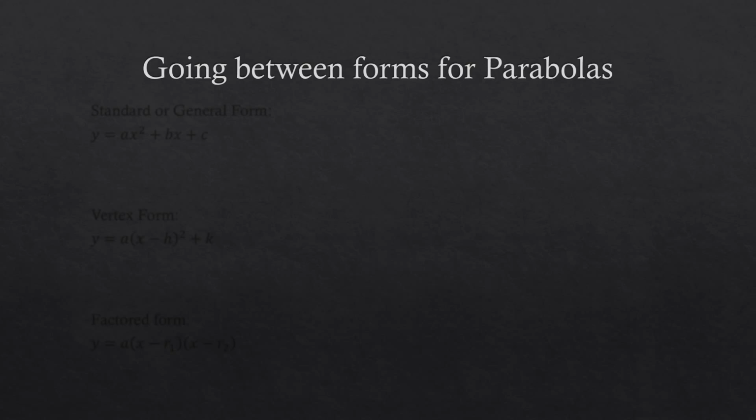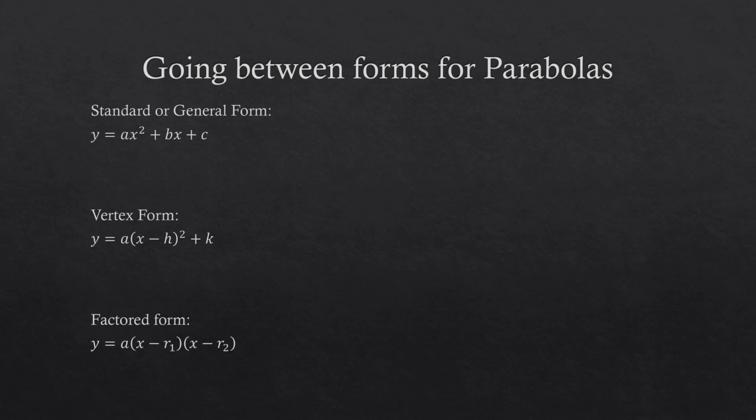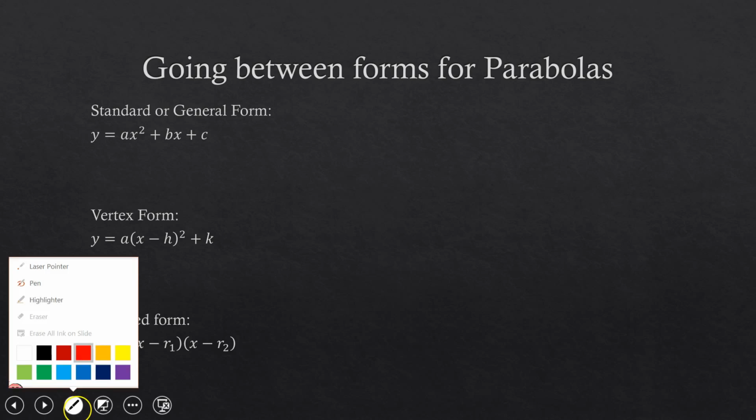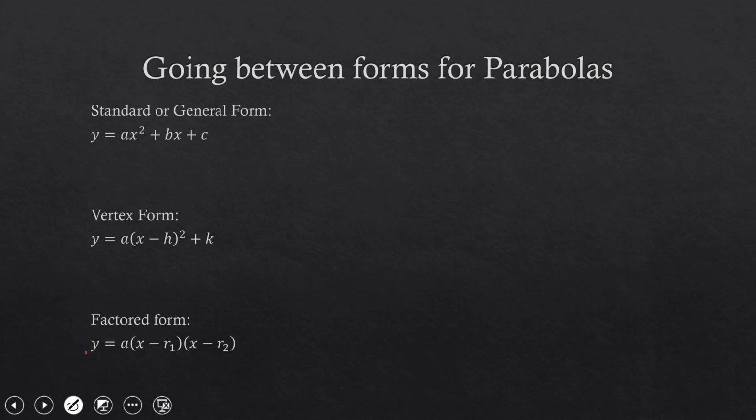Okay, let's talk about how you might go between the different forms for the parabolas. You've got your standard form, vertex form, factored form. They're all telling you different pieces of information about the parabolas, like where they cross the x-axis, where their vertex is, and so forth.